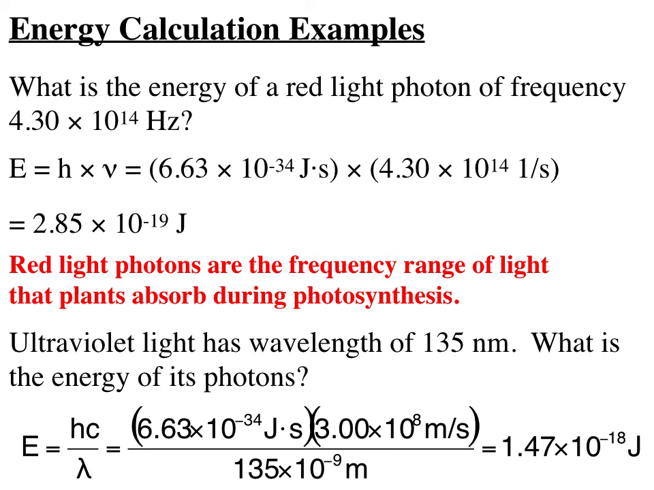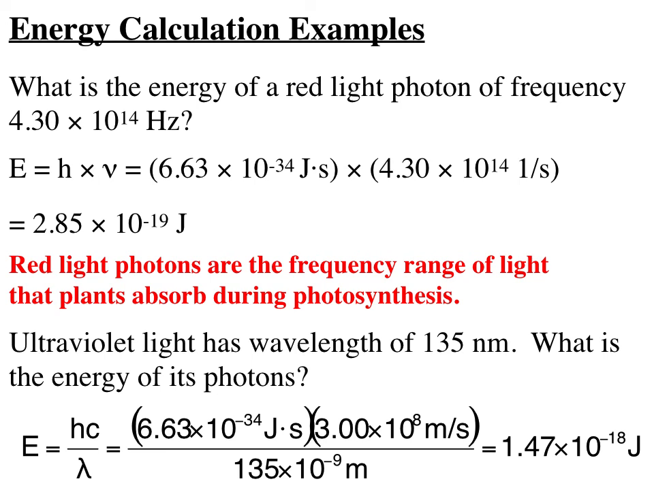Now, instead of looking at a red photon of light, let's look at a UV photon of light. And let's choose ultraviolet light that has wavelength 135 nanometers. Now, I could do this problem in one of two ways.